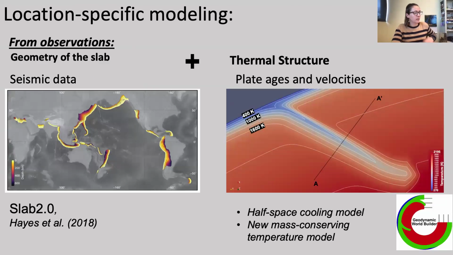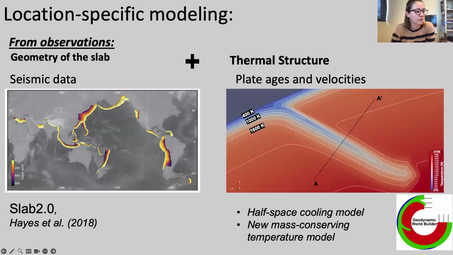How we do this is by incorporating data we have from observations or observational models. From observations, we can build specific geometries for slabs and thermal structures. For the geometry of the slab, we use the Slab 2.0 model, which tells us the depth to slab, shown with the color bar here, for all the subduction zones, derived from seismic data.